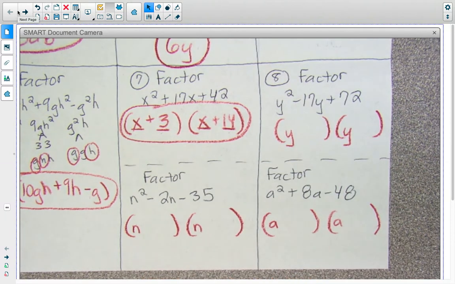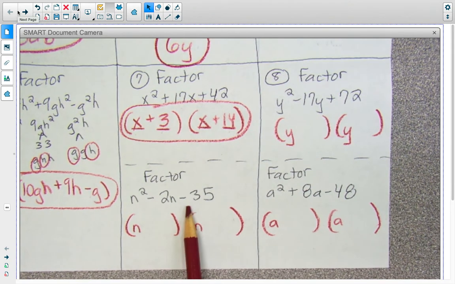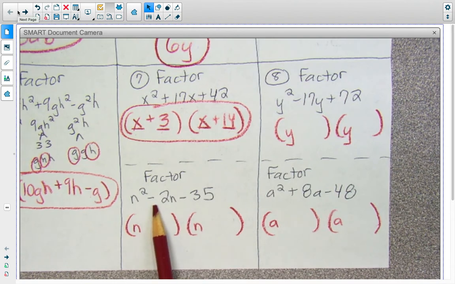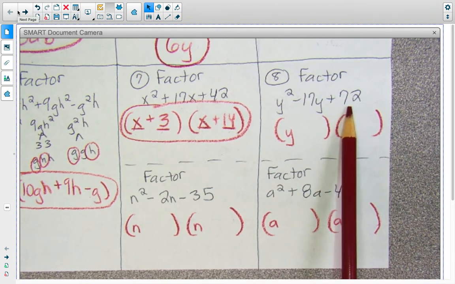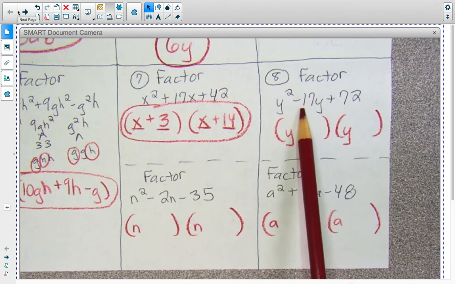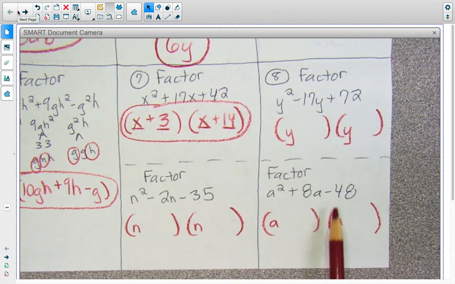Now, you need to think of 2 numbers that multiply to give you the last number, add to give you the number in the middle. So multiplies to give you negative 35, adds to give you negative 2. Multiplies to give you positive 72, adds to give you negative 17. Multiplies to give you negative 48, adds to give you positive 8. So just as a checkpoint, it might be a good idea to pause it and see if you can figure that out. It's got to multiply to give you the last number and add to give you the number in the middle.